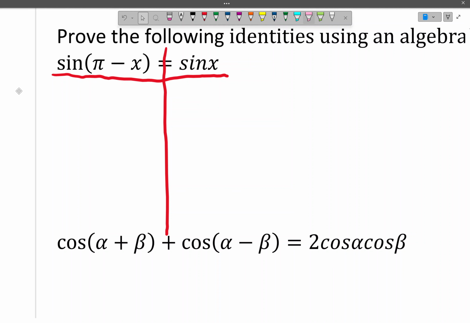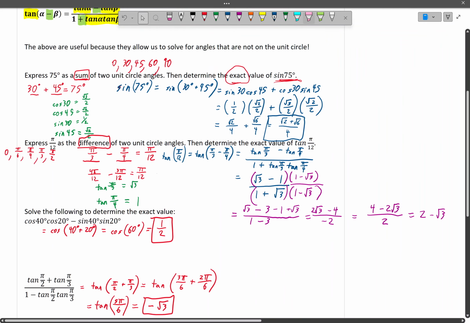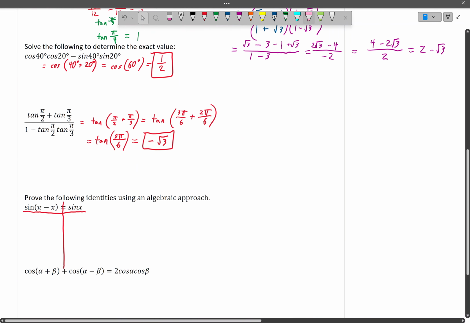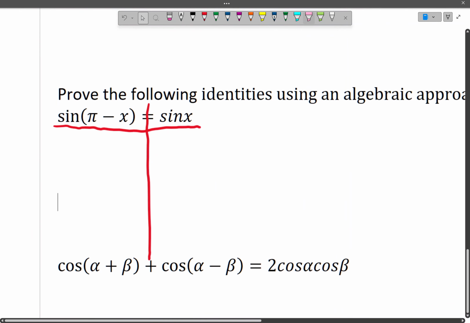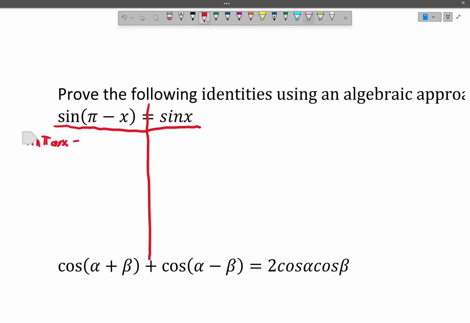So what this means is we're going to have, I think it's sine first. Yeah, sine first. So it's going to be sine of pi cos of x minus sine of x cos of pi. Now, this doesn't look good to start because, like, how do we get to this, sine x?